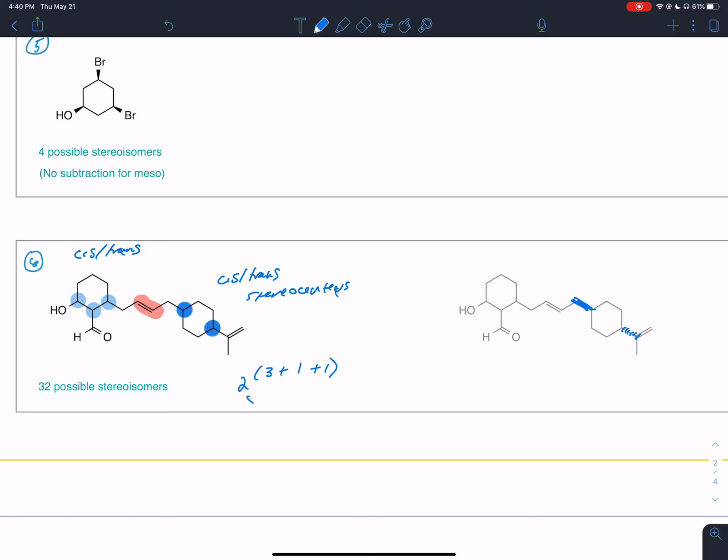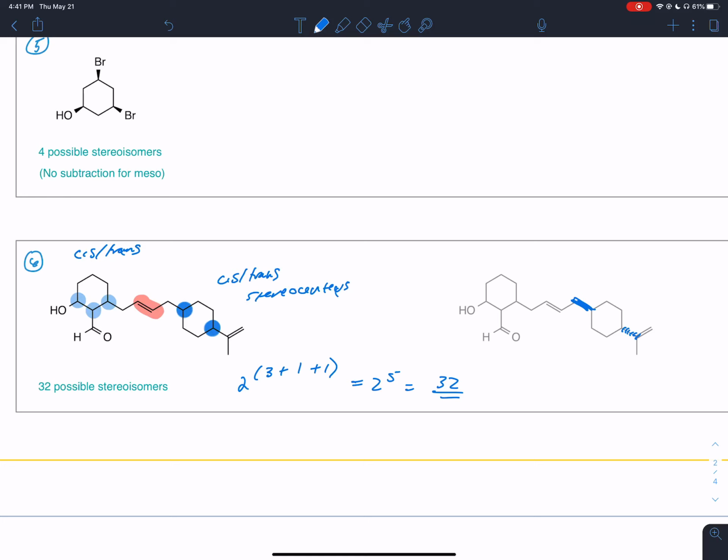Remember, because 2 to the 1 would be 2, you're accounting for the cis and the trans. So here we have 2 to the 5th power, which would be 32 possible stereoisomers. This scenario, again, is you have a ring with cis-trans isomerism, and we have to incorporate that into the calculation.